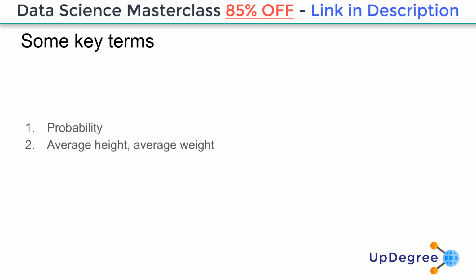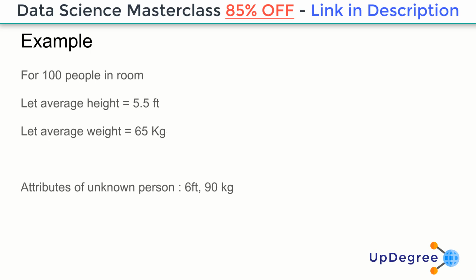What were our statistical factors? So let's say we had 100 people in the room and the average height was 5.5 feet and the average weight was 65 kilos. And the unknown person, whom we have not seen, is 6 feet tall and weighs 90 kilos. So in this case, using our conditional thinking approach, we have already arrived at the conclusion that this person is highly likely to be a male. So you see, we did some kind of statistical learning here, right?